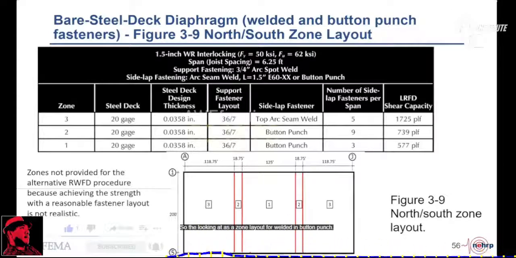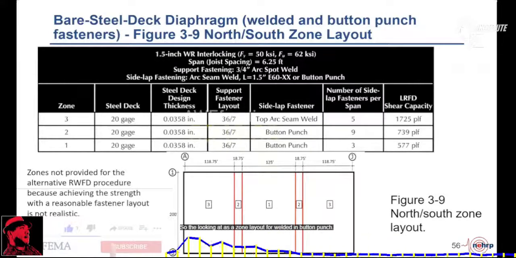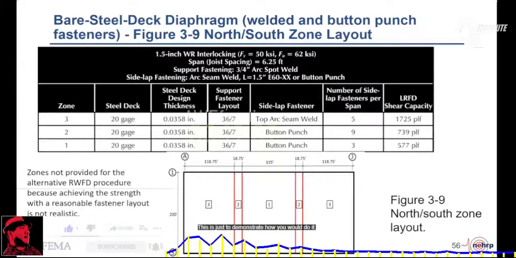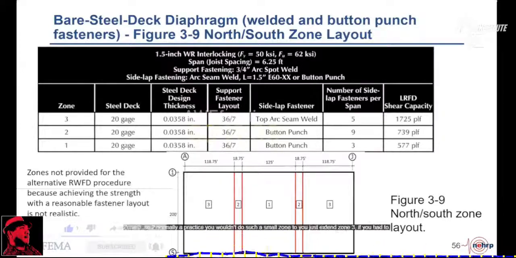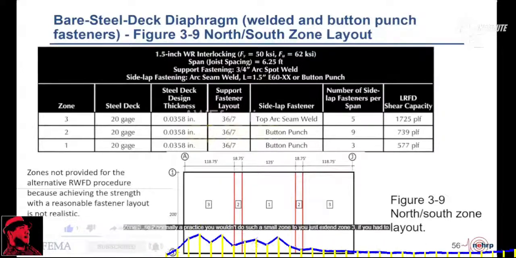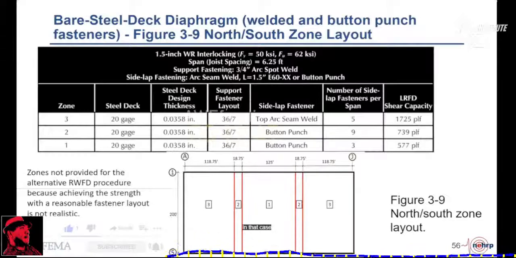So looking at a zone layout for welded and button punch, this is just to demonstrate how you would do it. Zone 3, Zone 2. Normally in practice, you wouldn't do such a small Zone 2. You'd just extend Zone 3 if you had to in that case.